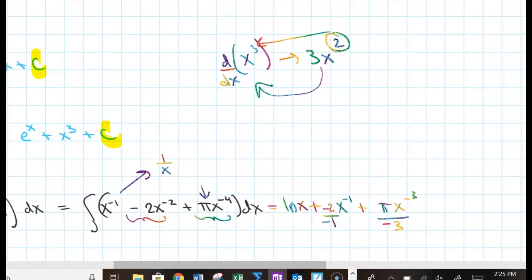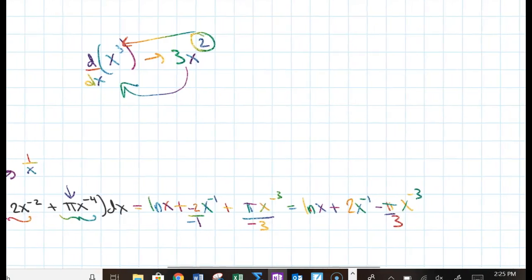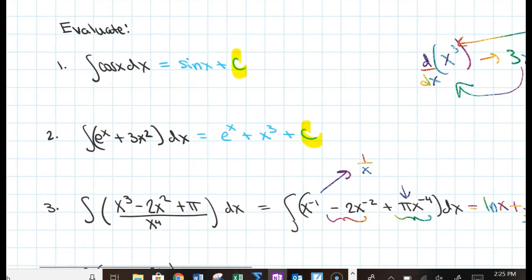Now, if you want to clean this up, that's not a bad idea. This becomes the natural log of x plus 2x to the negative first minus pi over 3 x to the negative third. All right? Oh, what am I forgetting? Plus c. Okay? All right, let's kind of raise the level a little bit.